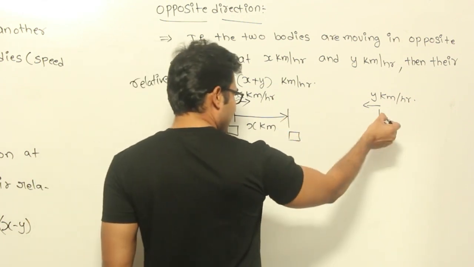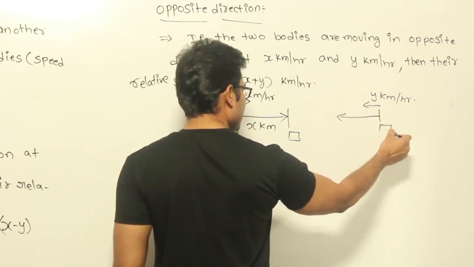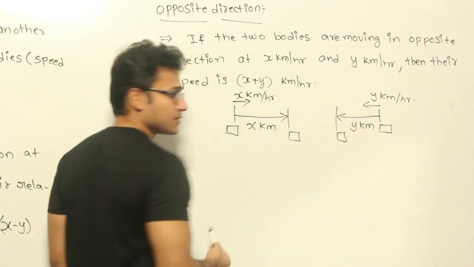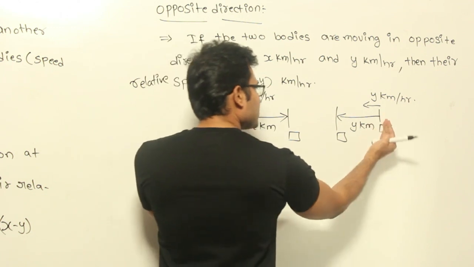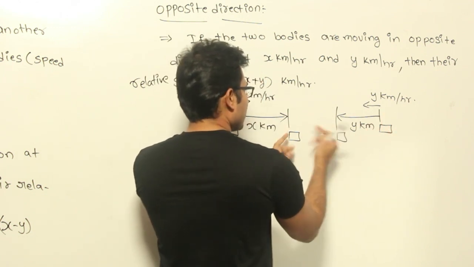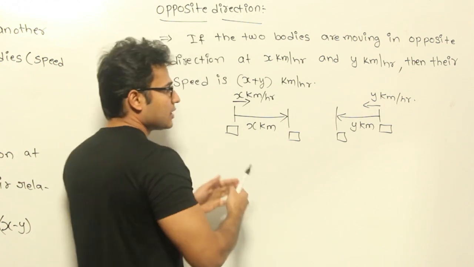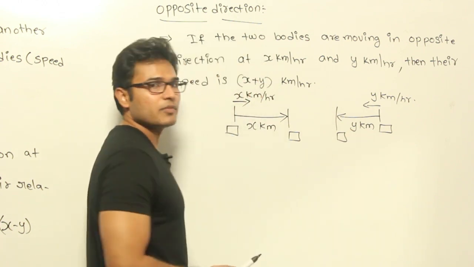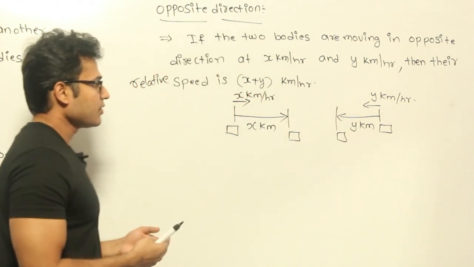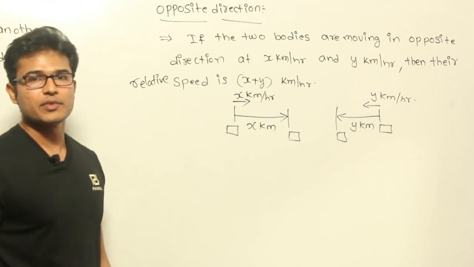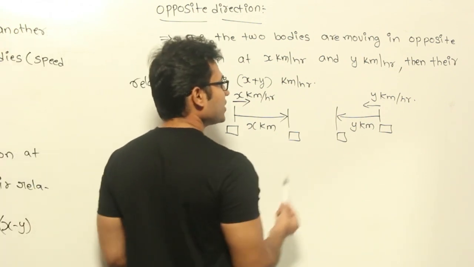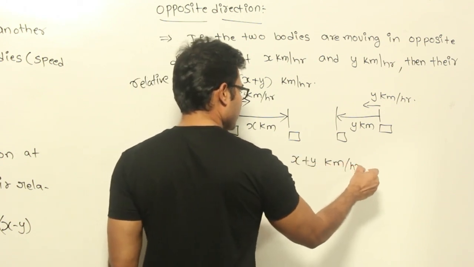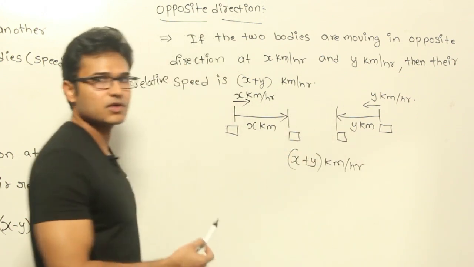And if in the same time the other body, let's say it has started here, it will reach this point, therefore it is going to cover y kilometers. Now if you observe this, the distance between them has been reduced by x plus y kilometers in 1 hour, which means every hour they will be moving closer by x plus y kilometers, right? So the distance between these two bodies will be shrinking at a rate of x plus y kilometers per hour. That is why the relative speed between them is x plus y kilometers per hour.